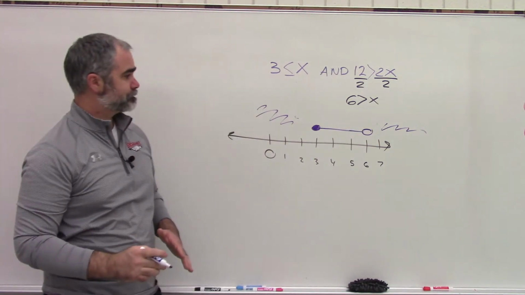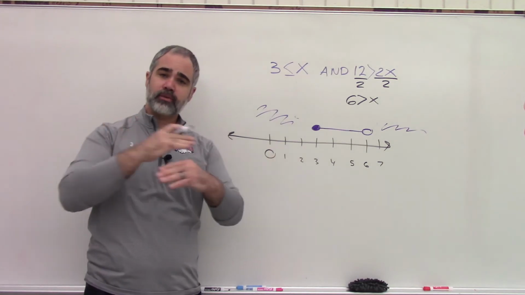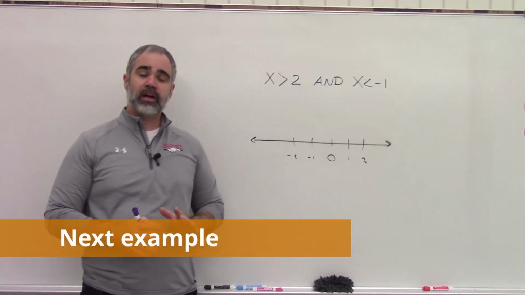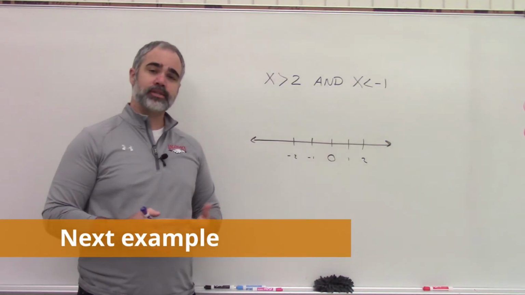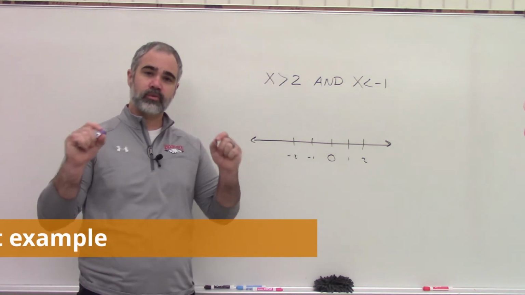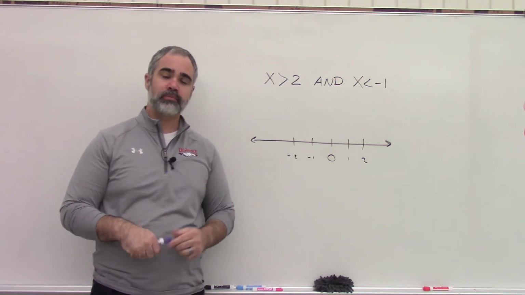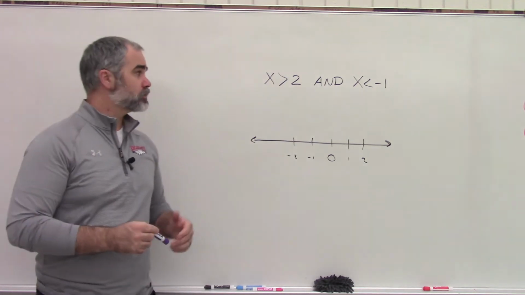Like that. You're looking for the place where they overlap. All right, so let's see if we can graph this one. Remember, this is an "and" question where I want the things where they're both true. I want pepperoni and sausage on this one. So I'm going to graph both of these.